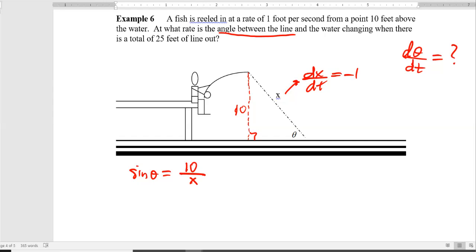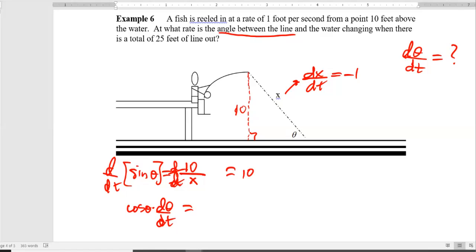So let's go ahead and differentiate both sides of this equation, d/dt both sides. Okay, so the left side will give us cosine of theta times d theta/dt. There it is. That's the thing that we need. And the right side, this is 10 over x. Remember, that's 10 times x to the -1. So that becomes -10 x to the -2 times dx/dt. Okay, and let's solve this for d theta/dt.